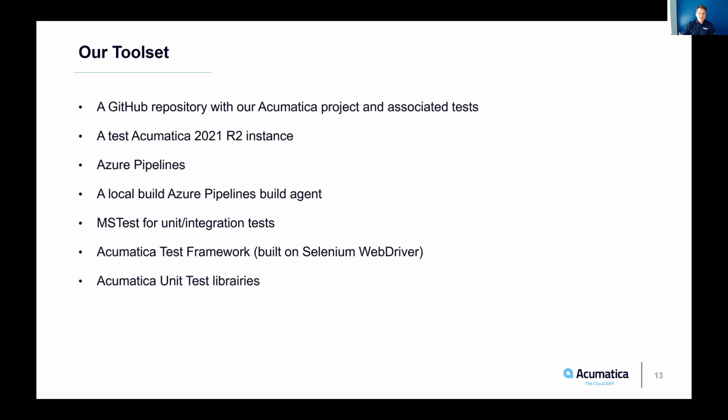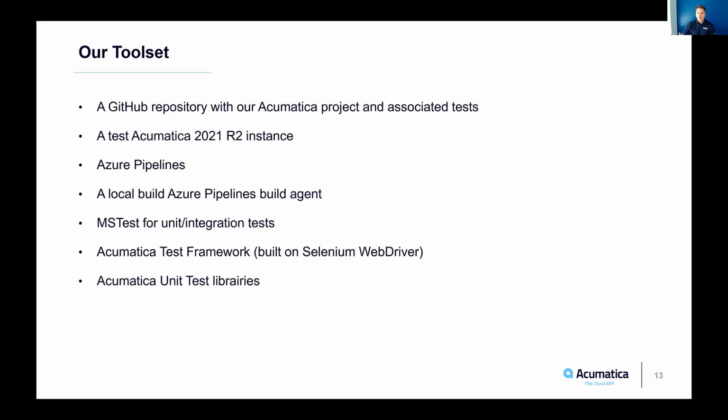Next, and this actually ended up not being necessary for my project, but I will still mention it because it might be necessary in your case. I set up what is called a build agent locally on my virtual machine. This is because I was expecting that I would need to deploy additional tools on the build machine to run Acumatica UI tests. Azure provides you with standard build agents that are running a recent version of Windows Server.